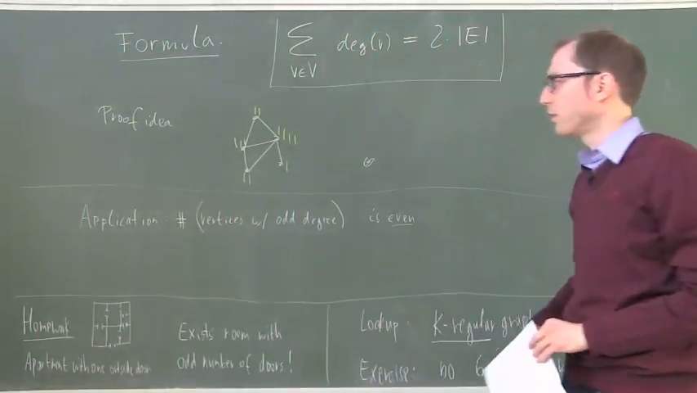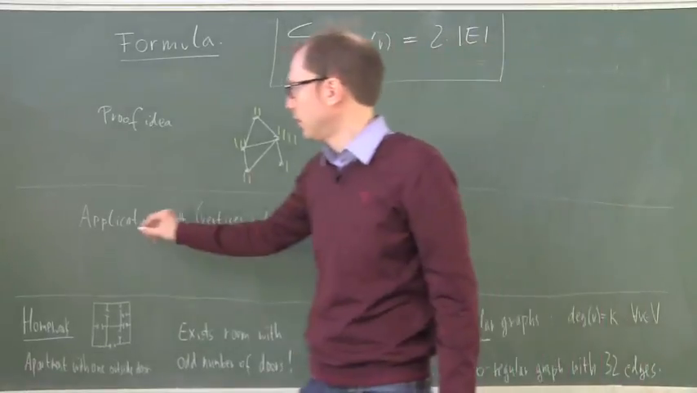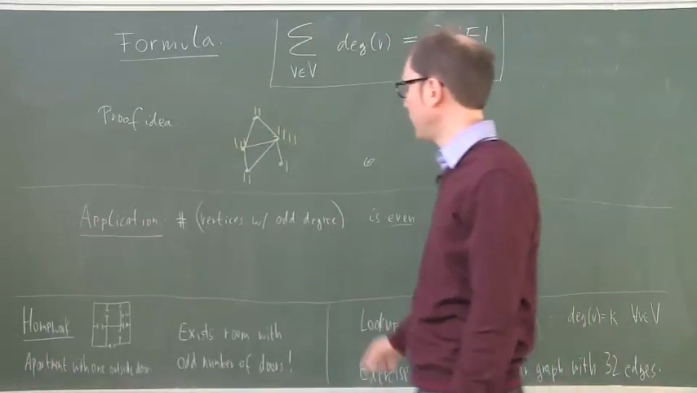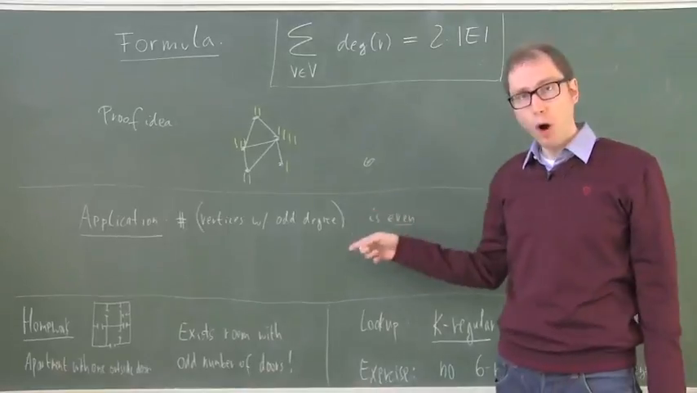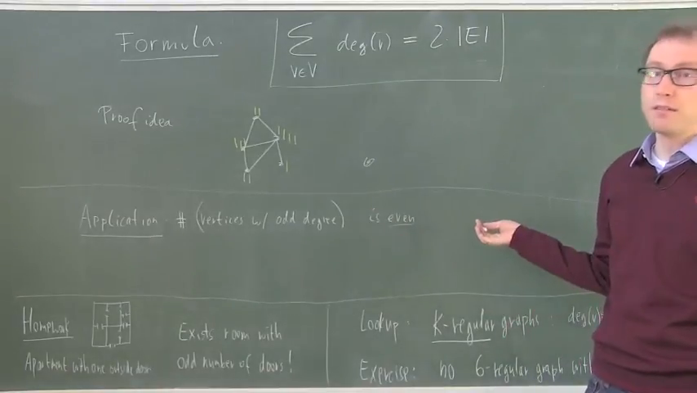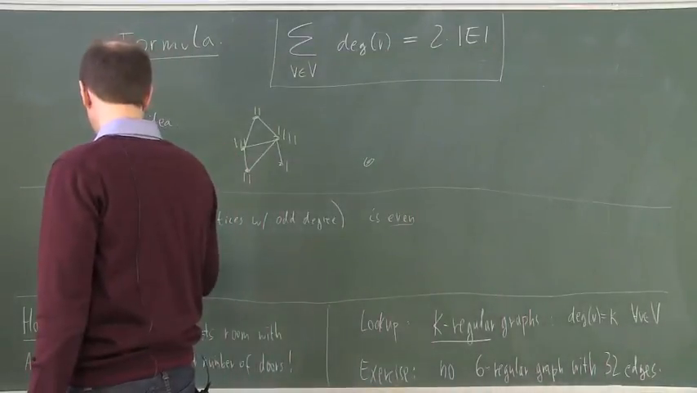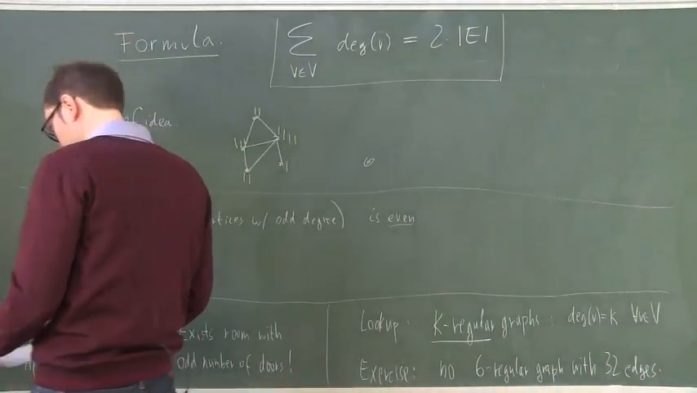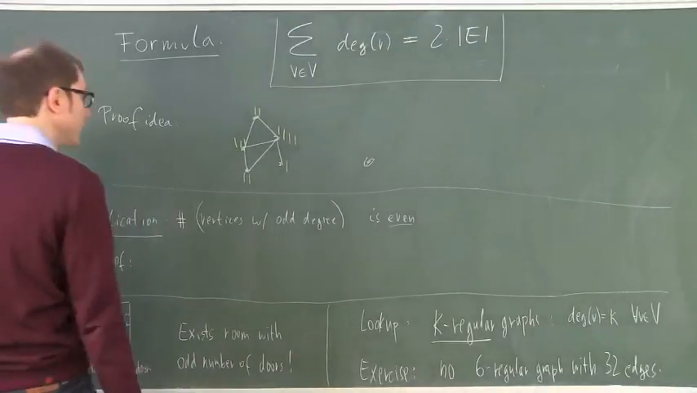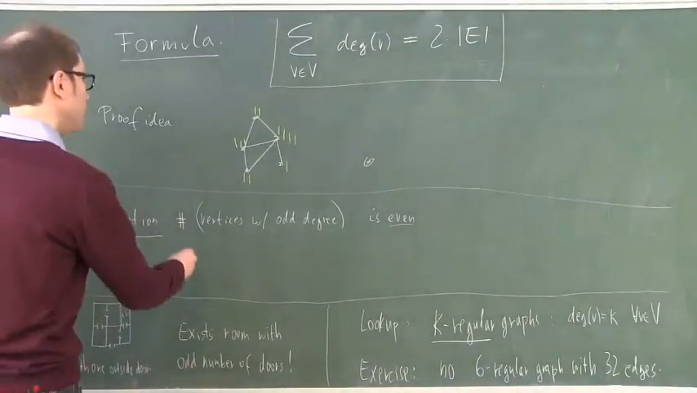Now, as I said, there are lots of applications. So here's a nice one, namely, the number of vertices that have odd degree is always even. So how can you prove this? Well, let's use our formula, of course.